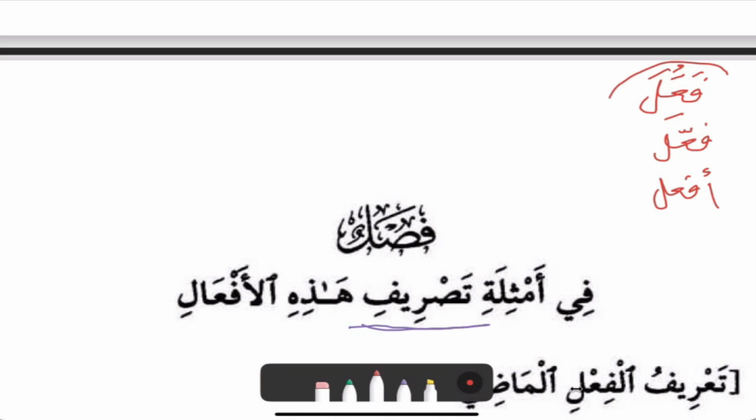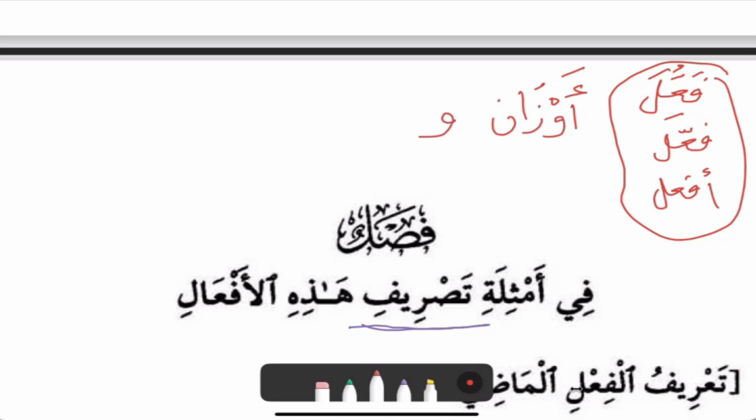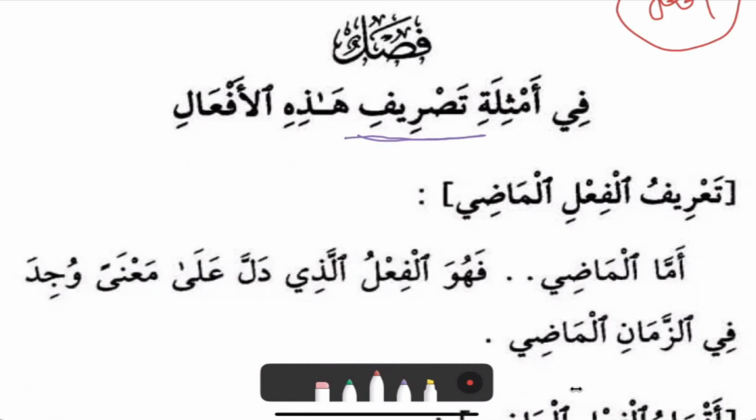These are the awzan, patterns. Jam'u wazn, that's the plural of the word wazn. Pattern. That's how I'm translating it. That's my translation. And we saw examples for these patterns that are actually verbs. So now he wants to give examples of conjugating these verbs. He wants to show you how the pronouns attach to these verbs.